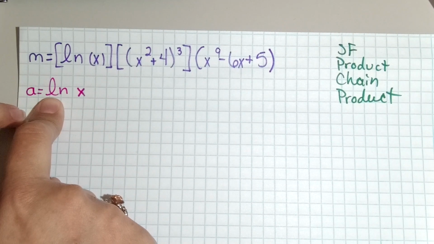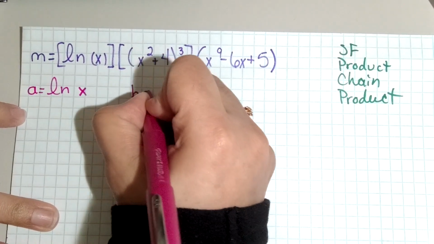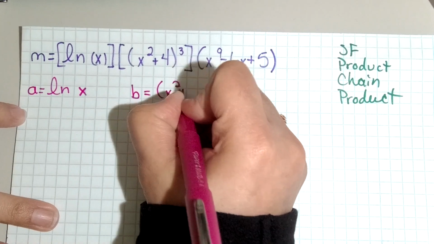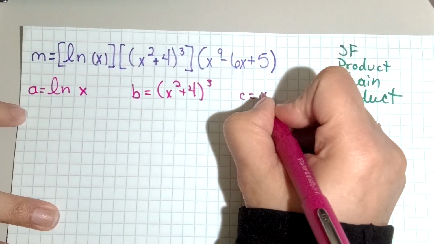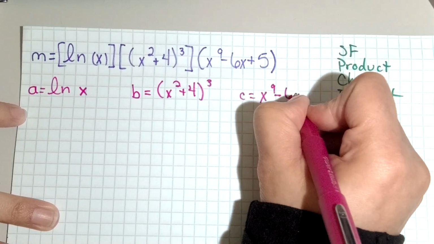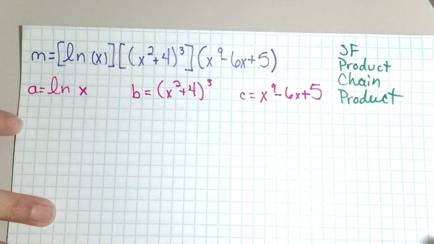Stop writing I. I'm not going to grade your paper if I see any more I's, because I've said it a million times. B is x squared plus 4, all cubed, and C is x to the 9th minus 6x plus 5.